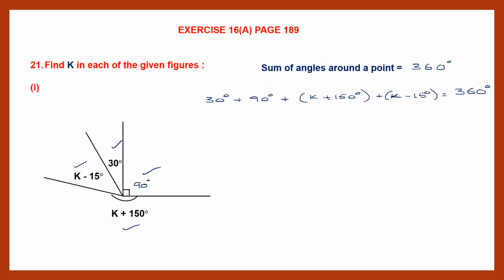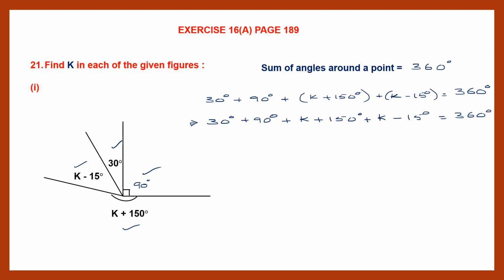Now let's remove the brackets. So this is equal to 30 degrees plus 90 degrees. Now we're going to remove the bracket. There's a plus sign, so no change in the sign of the terms inside. So k plus 150 degrees. Here also there's a plus sign before the bracket, so there's no change in the sign of the terms inside. So k minus 15 degrees will remain the same. So this will be plus k minus 15 degrees, which is equal to 360 degrees. So this has now become an equation.